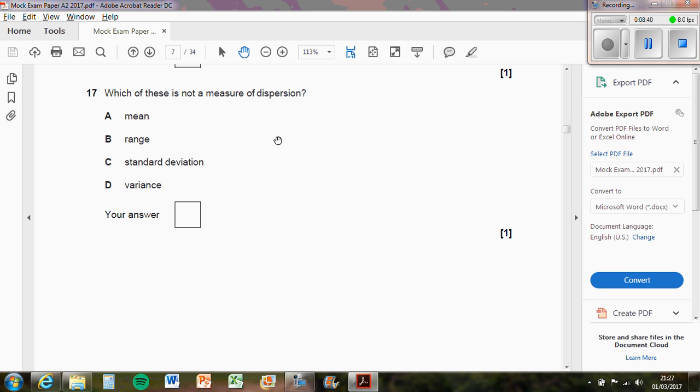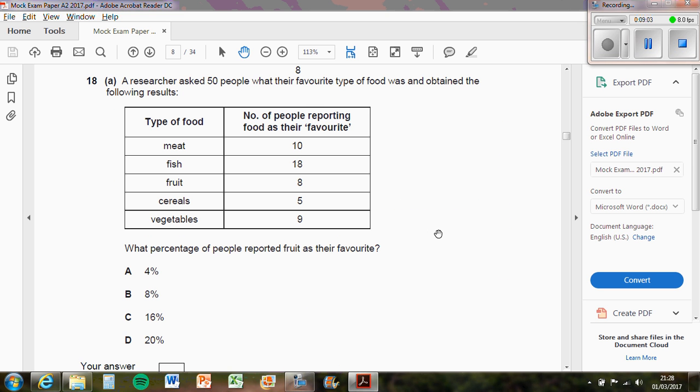Number 17, which of these is not a measure of dispersion? So as I was saying before, range, standard deviation, and variance are all measures of dispersion. They all tell you how far away the scores are from the mean. Whereas the mean is a measure of central tendency, like mean, median, and mode. So the correct answer for this one is mean, because that's not a measure of dispersion.